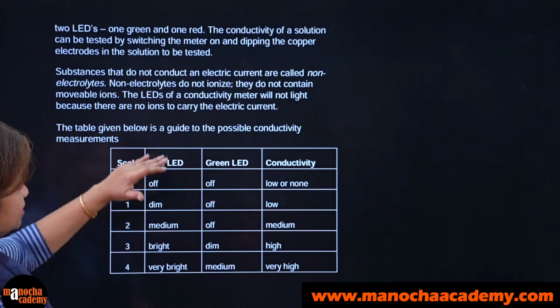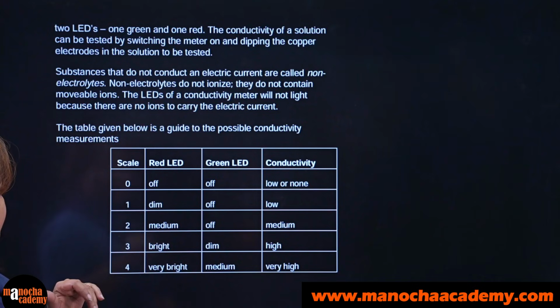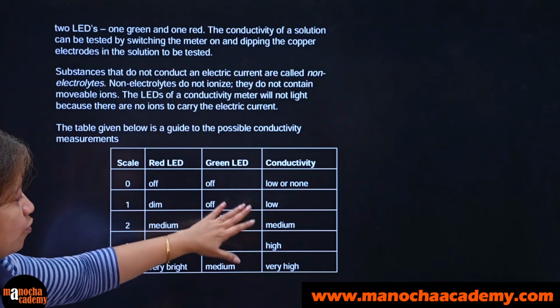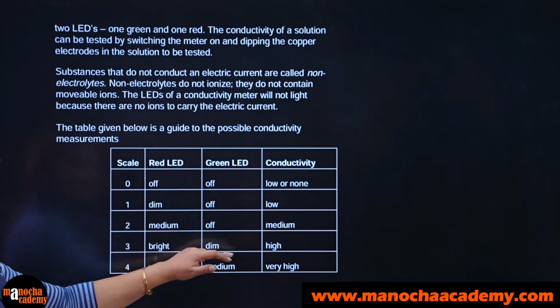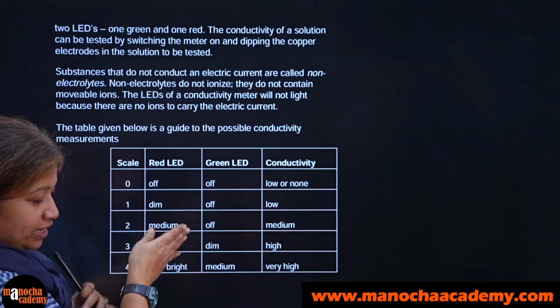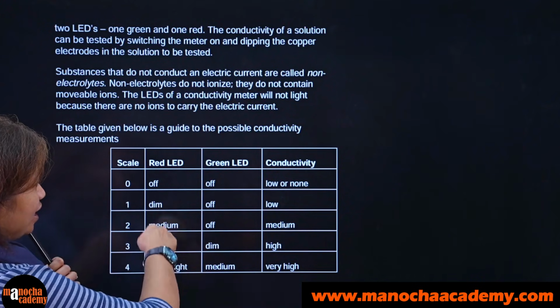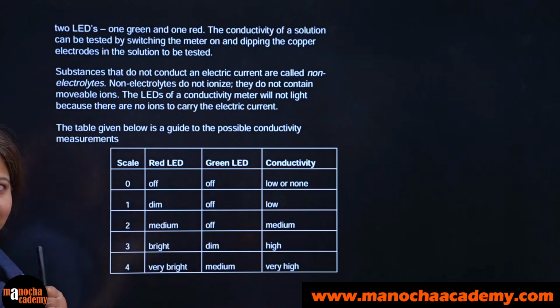But then this table is given to us, and a scale is given to you. So conductivity is low, medium or high. What is the color? Red LED, all you get. So even for high, for green LED, you get dim. For red LED, you get bright. So are we informed of this?